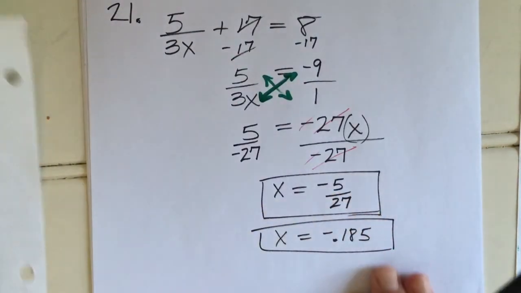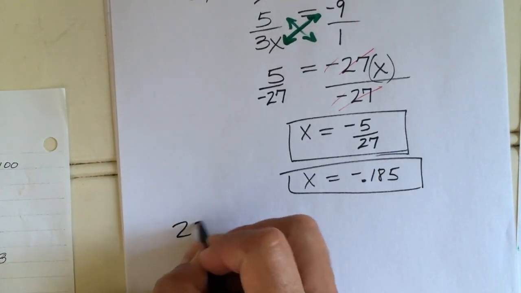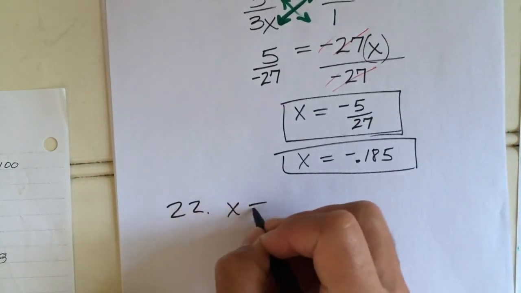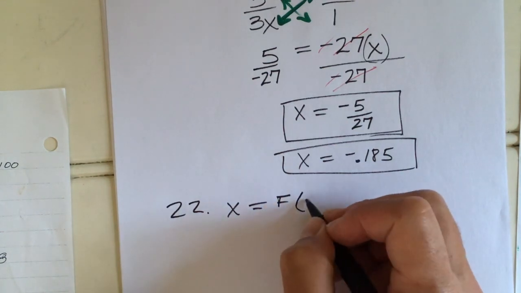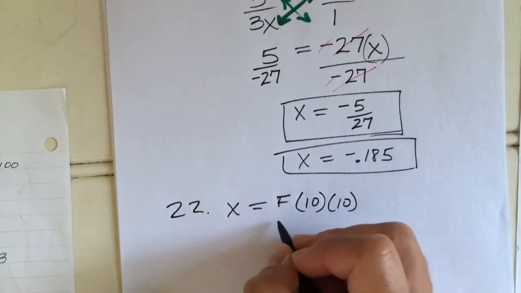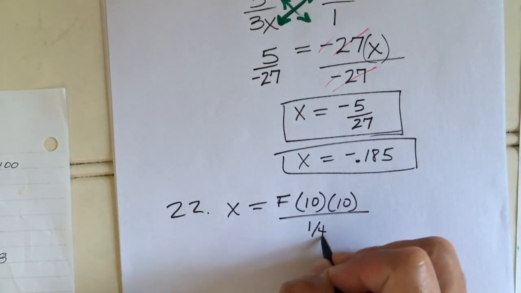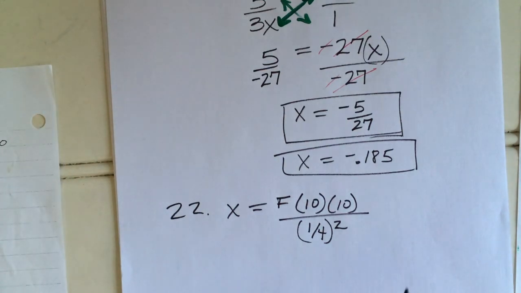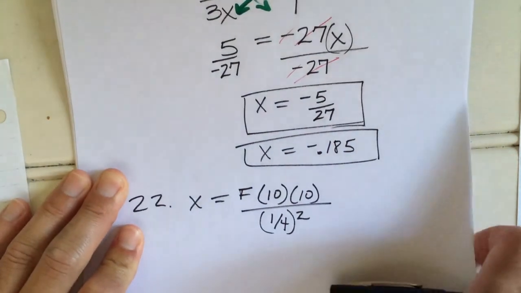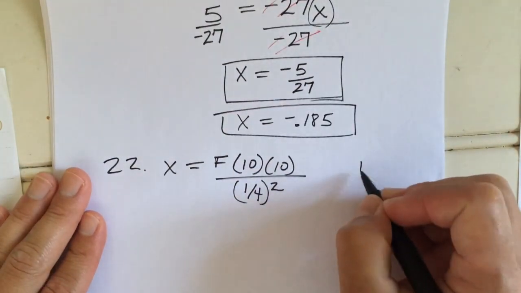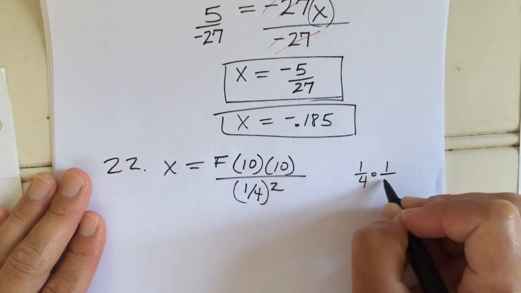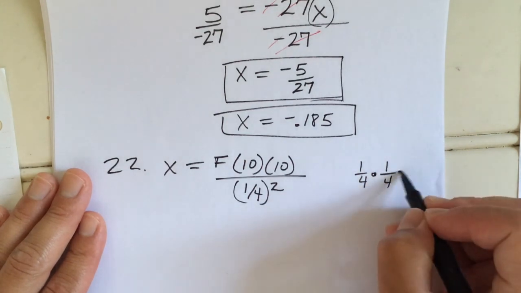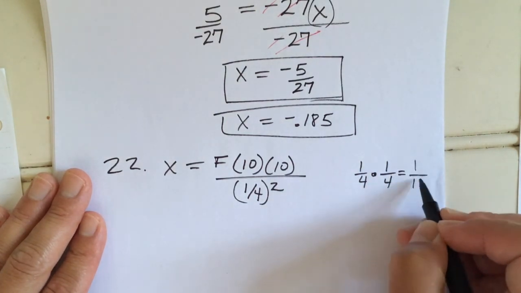So, okay. Let's go ahead and rewrite this problem really quick. 22, or I need to see it here, so I'll rewrite it. F times 10 times 10 divided by 1/4 squared. All right, so before we do any multiplying by the reciprocal with this fraction, let's go ahead and square it, right? So what is 1/4 squared? Well, that's just the same as 1/4 times 1/4, right? 1 times 1 is equal to 1, 4 times 4 is equal to 16.